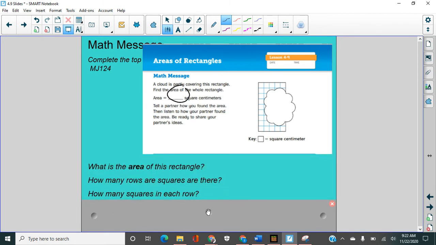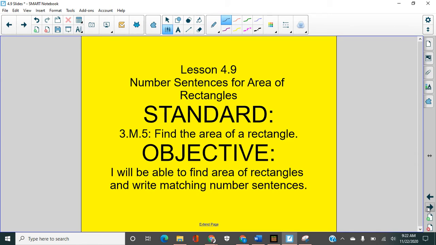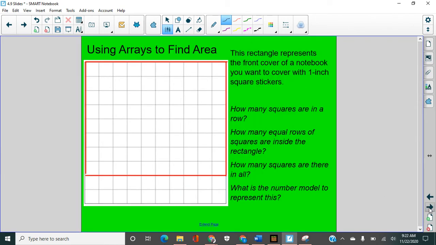Okay, let's see if there's, oh, we already talked about that. So our goal here is to be able to find areas of rectangles and write matching number sentences. And we're really going to think about arrays as we are finding the area of a rectangle, which is part of our state standard there, right? So see this array? Right? This rectangle represents the front cover of a notebook that you want to cover with 1-inch square stickers, right? So just this inside this red part, we want to figure out what the area of this red part is.